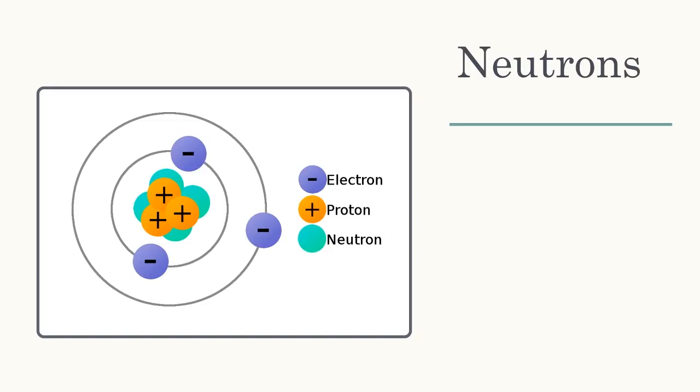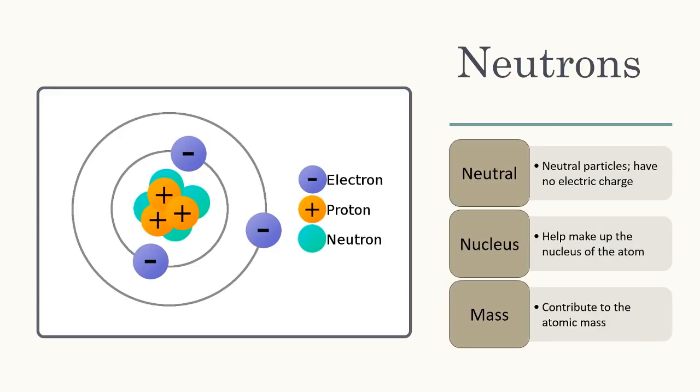Neutrons, on the other hand, they're neutral. Neutron, neutral. They have no electric charge. They live up in the nucleus, and they do contribute to the atomic mass, but there's no charge coming from a neutron.